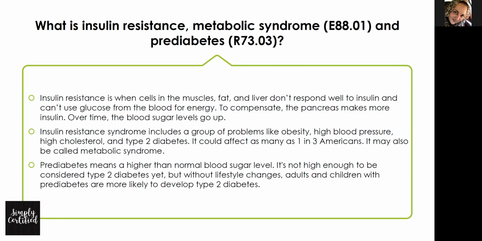So insulin resistance syndrome includes a group of problems like obesity and having high blood pressure. Like there's criteria for it. There's a checklist for it. Just because you're resistant to insulin doesn't mean that you have the criteria to meet coding E88.01. So anyway, high blood pressure, high cholesterol, and eventually type 2 diabetes. 1 in 3 Americans probably have metabolic syndrome. I probably have metabolic syndrome. I'm not laughing at you guys. I love food.